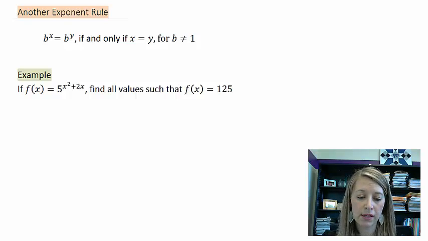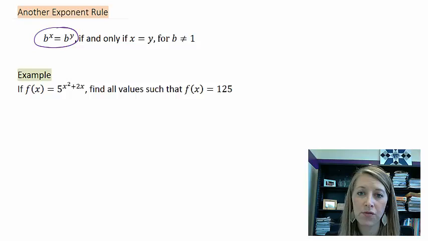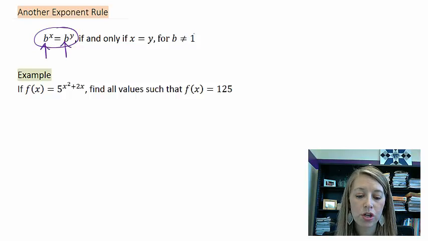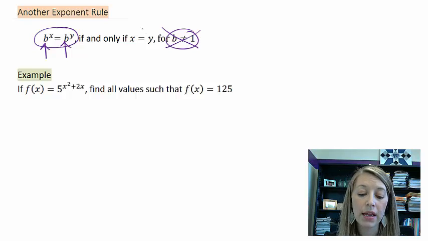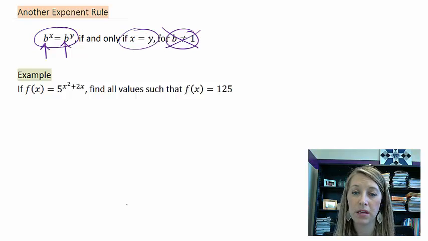And so the rule is, if you can put it in this format where your bases are the same, and of course your bases cannot be 1 because 1 to any exponent is just 1, so that doesn't apply. But if we can put this in the form where the bases are the same and they're not 1, then basically we know that our exponents have to be equal. And so we can drop the bases and just solve the equation where the exponents are equal to each other. So I have an example of this.